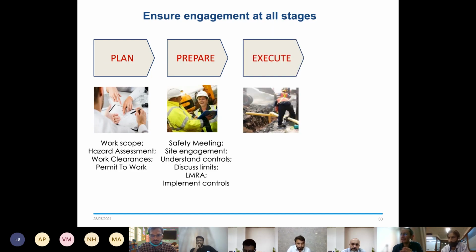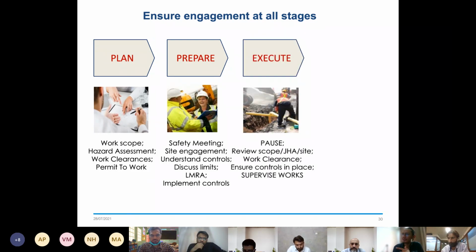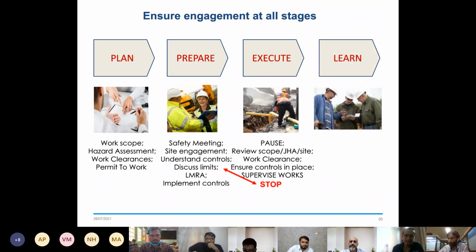The next is execution. At the execution stage, we talk about pausing or stopping for a while. Why? Because we already apply LMRA, last minute risk assessment. What is this all about? We're going to explain in detail what LMRA is later on, and it also covers supervising the work during execution. This is a brief summary of every stage, starting from plan, prepare, execute, and last but not least, the learn stage.